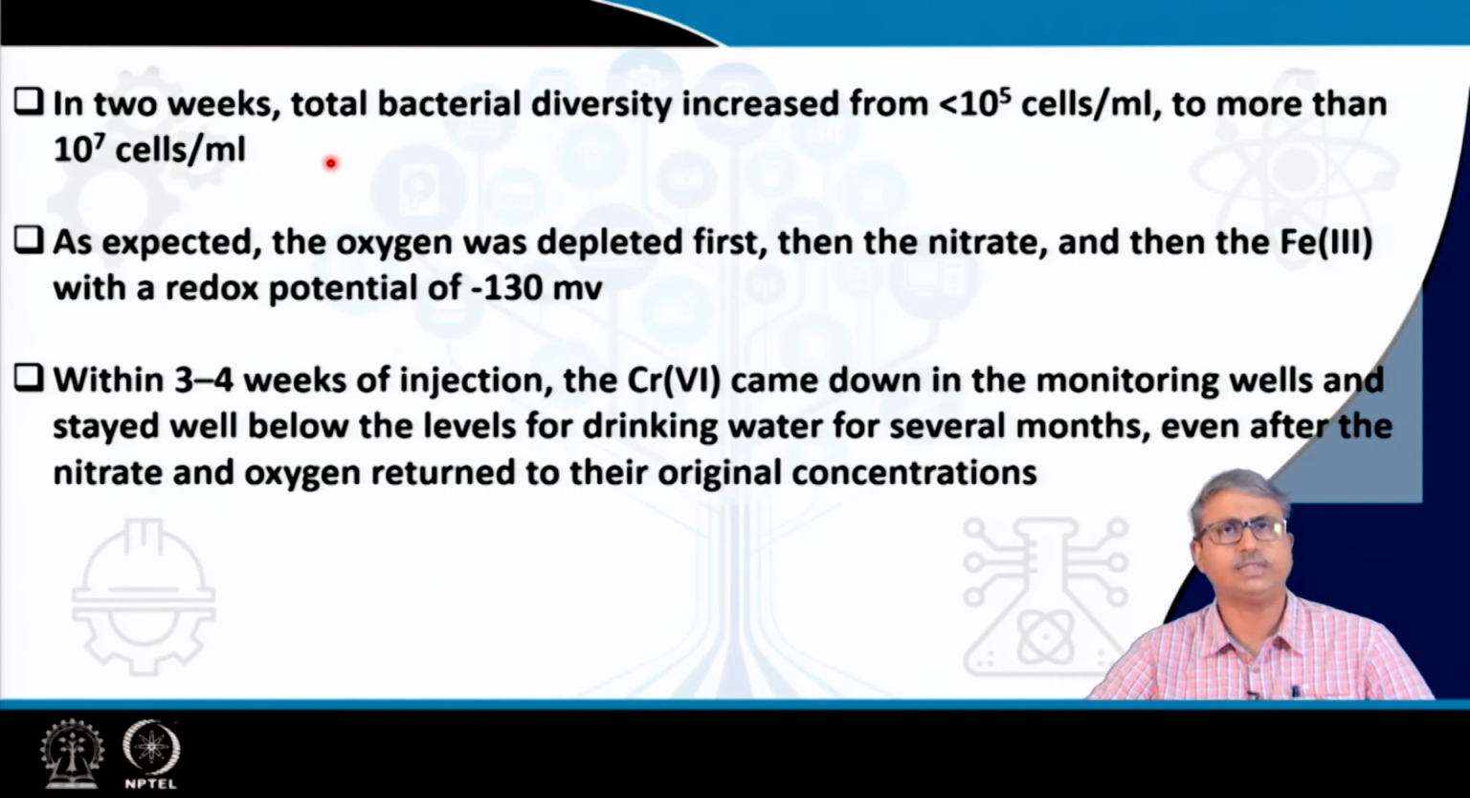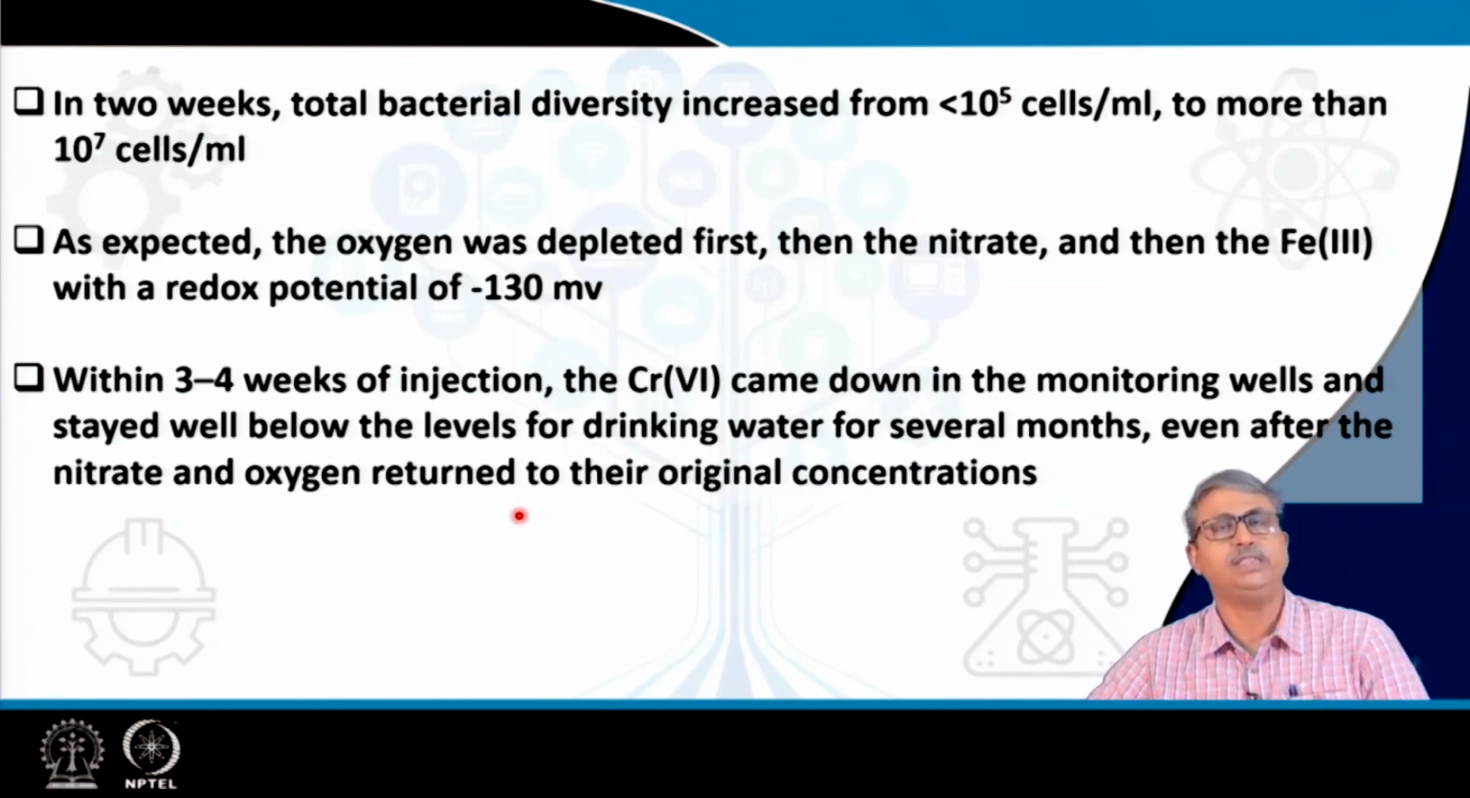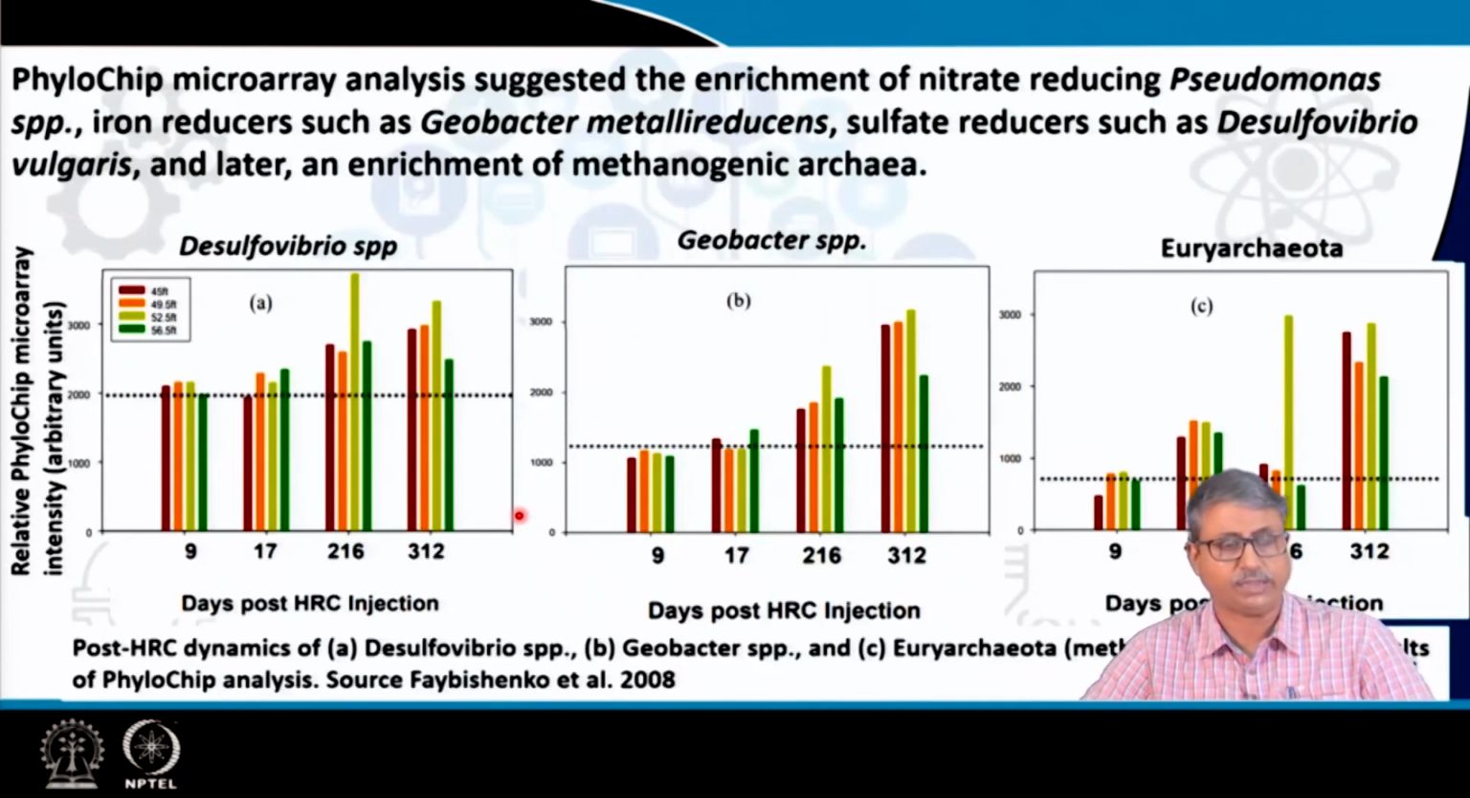As expected, the oxygen was depleted fast, because in the presence of lactate, the aerobic organisms will try to consume the available lactate, and very soon the oxygen will be depleted, and then nitrate and iron will be reduced. Within 3 to 4 weeks of injection, the chromium 6 came down in the monitoring wells and stayed well below the level for drinking water for several months, even after the nitrate and oxygen returned to the original concentration, because as I mentioned, chromium 3 is a very stable form, and under the prevailing groundwater conditions it is not readily oxidized back to chromium 6.